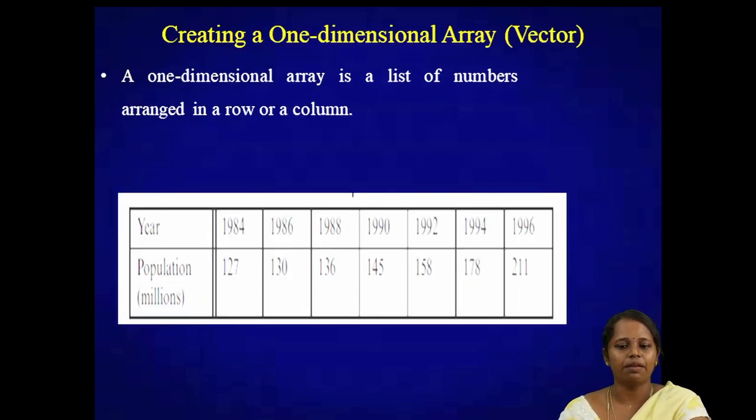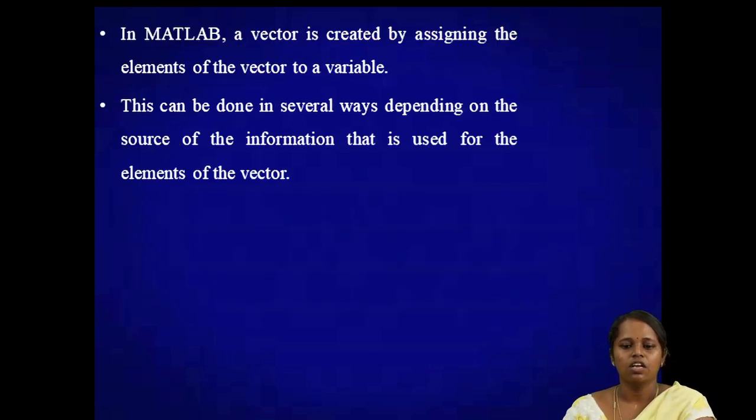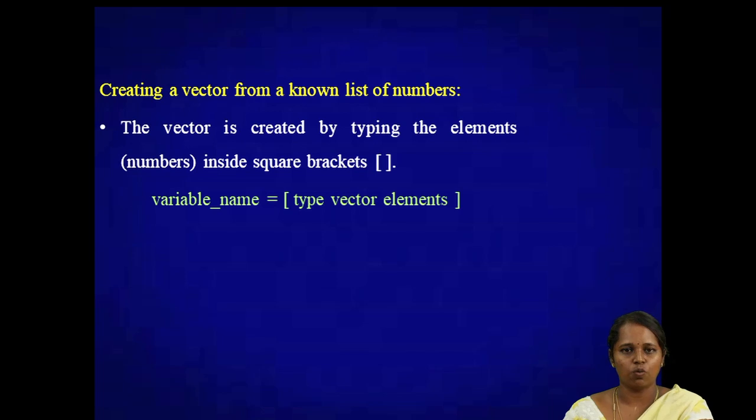Creating a one-dimensional array is also called creating a vector. A one-dimensional array is a list of numbers arranged in a row or a column. Here is an example: one row of data is given for the year and another row of data is given for population. In MATLAB, the vector is created by assigning the elements of the vector to a variable. This can be done in several ways depending on the source of information used for the elements of the vector. So this is the first one.